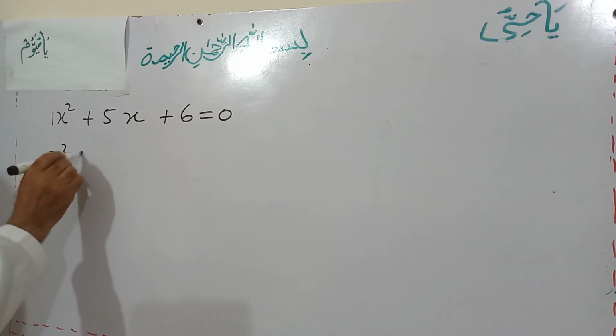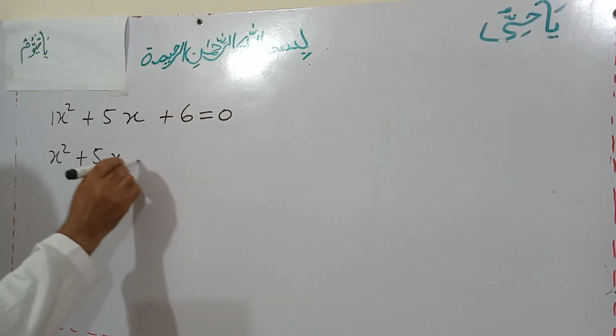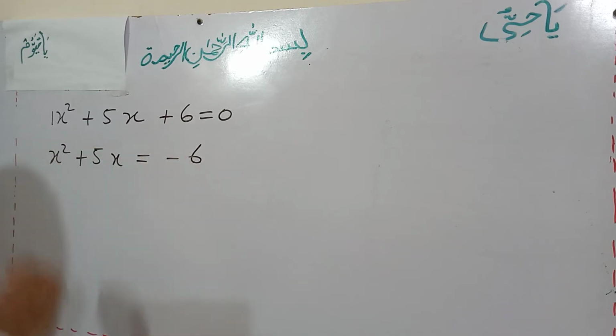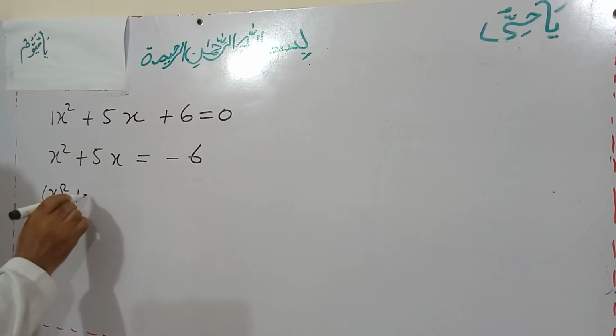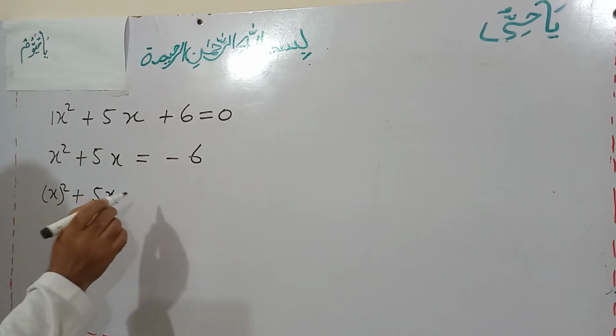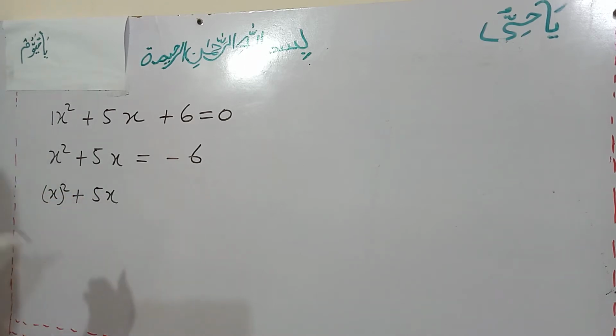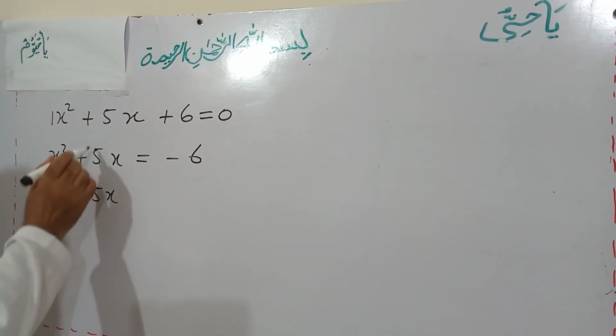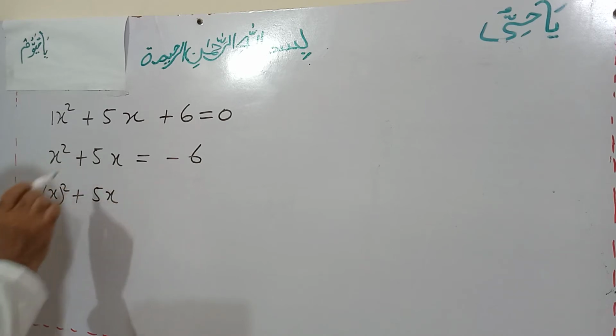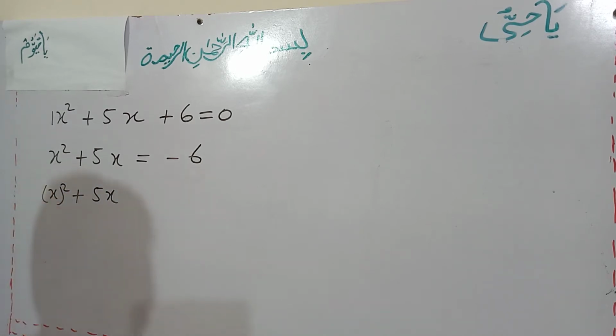x square plus 5x is equal to minus 6. Now the third step is to apply the completing square method. So x square is the square of x, plus 5x. I have already told you there is a simple method to apply the completing square method. Simply take the half of the coefficient of x and square it.